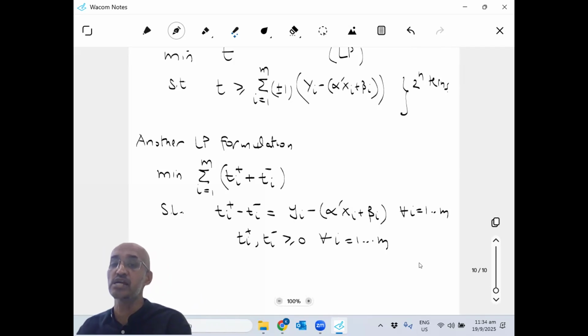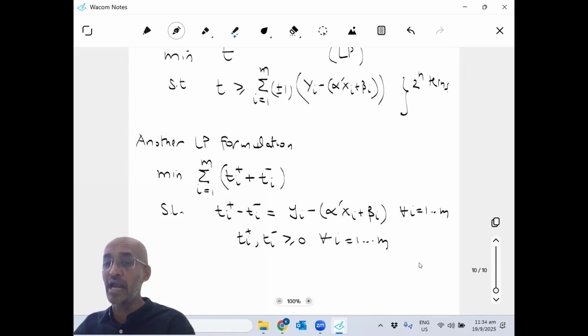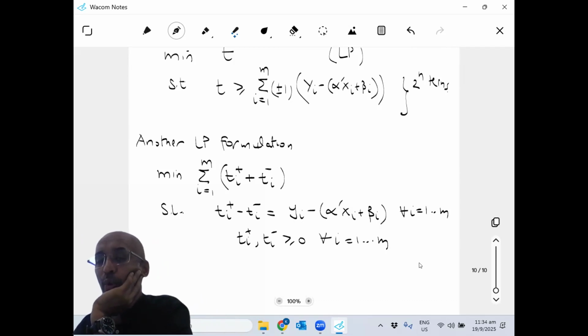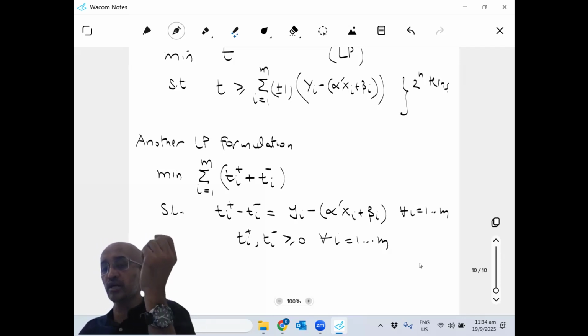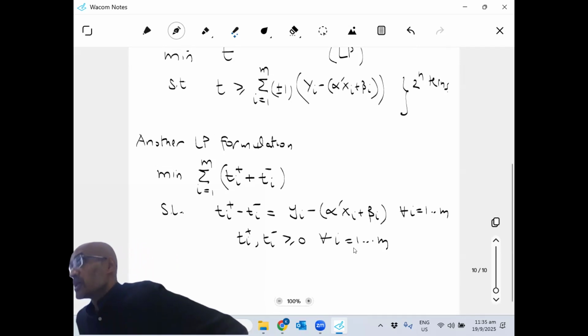Previously I did it by doing this epigraphical reformulation, using the greater than or equal to signs and writing the max of two parts as individual pieces. Now I'm writing two variables for every observation. I'm writing the sum of those two variables. These variables are non-negative, and in the constraints I'm writing the fit value as the difference of these two numbers. What is this doing? I claim this is a valid LP formulation.